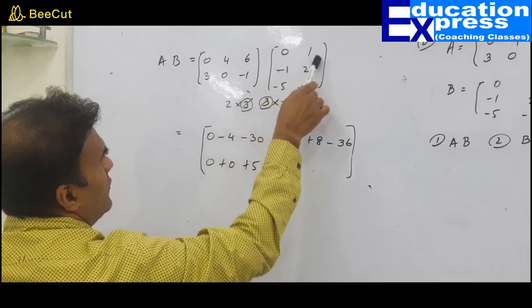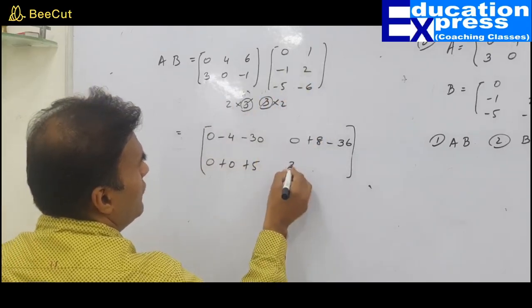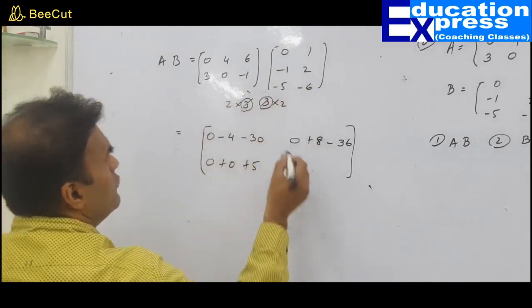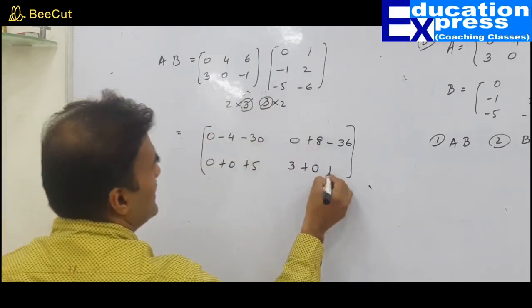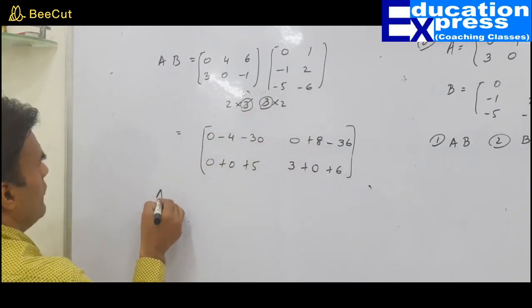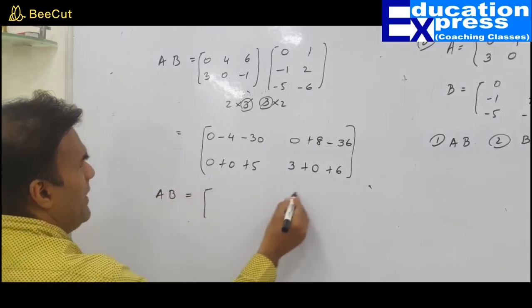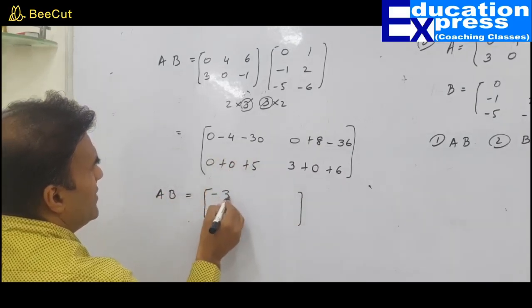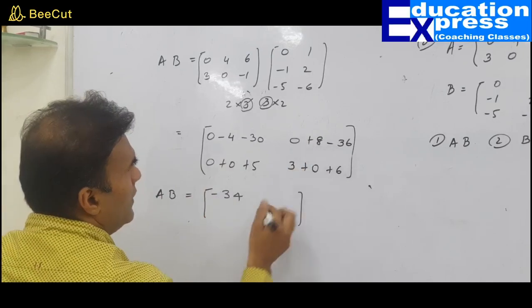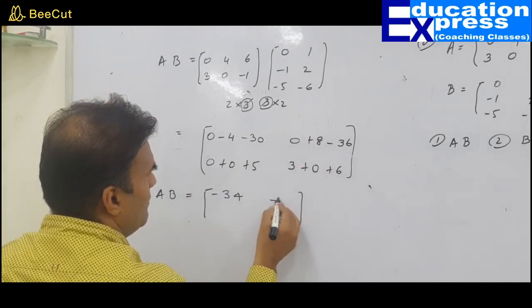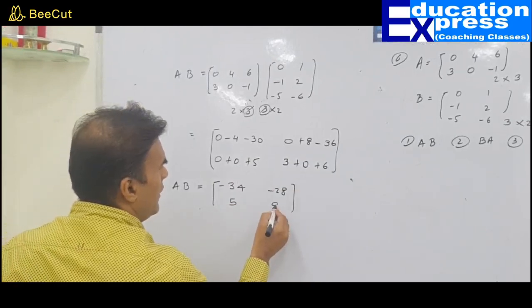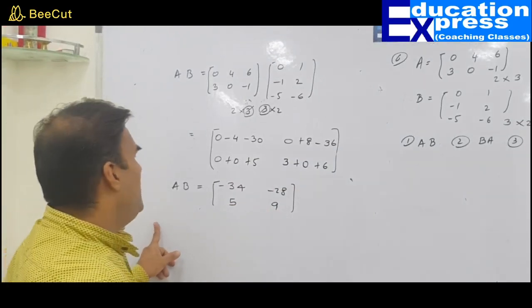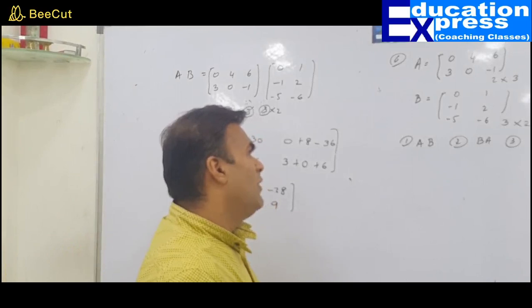Same rule. This column. 3 into 1, 3. 0 into 2, 0. Minus 1 into minus 6, 6. So my AB would be minus 34. 8 minus 36 is minus 28. 5 and 9. Is AB possible? Yes, possible. What is the value?